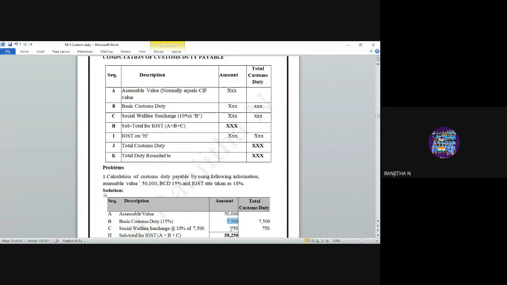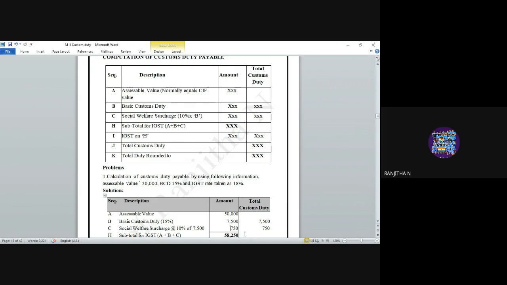What is the next step, students? After calculating this social welfare surcharge, we need to take a total of assessable value, basic custom duty, and the social welfare surcharge. Is it right? Okay, I have added 50,000, 7,500, and 750. After adding these three, what have I received? I received the subtotal of 58,250. So this is the subtotal.